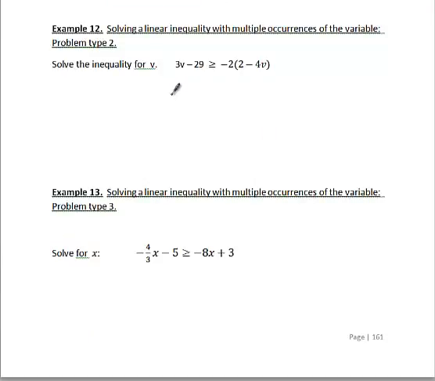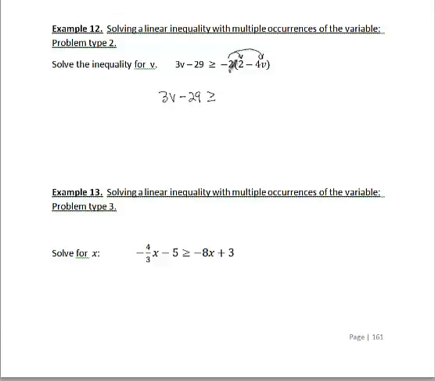Example 12, slightly more difficult in the sense that we have parentheses, and when that happened in dealing with equations, we distributed. That was the first thing that we did. And so with no parentheses on the left, we just bring down the 3v minus 29 to the next line. The negative 2 was already here in the expression. We didn't add in this negative 2 ourselves, and so we are multiplying by negative 2 on the right, but we do not flip the inequality symbol.